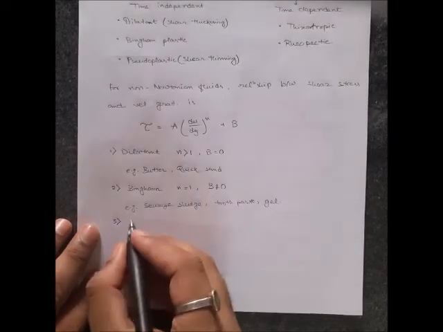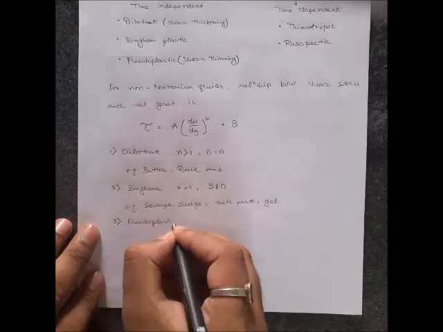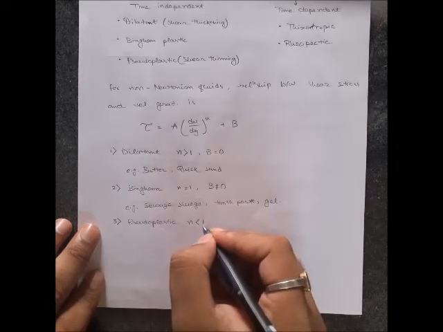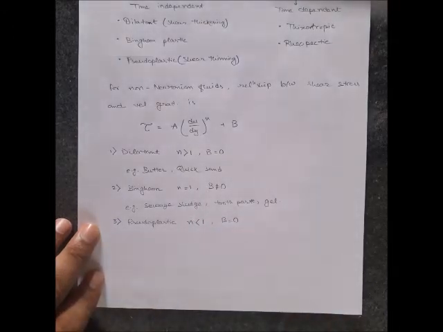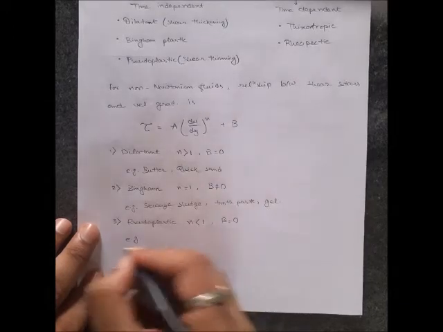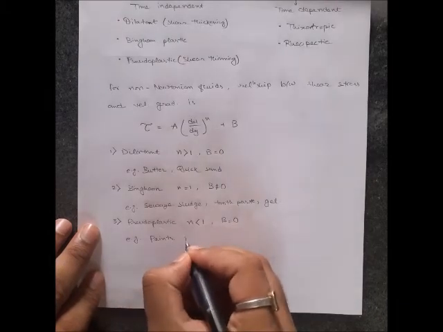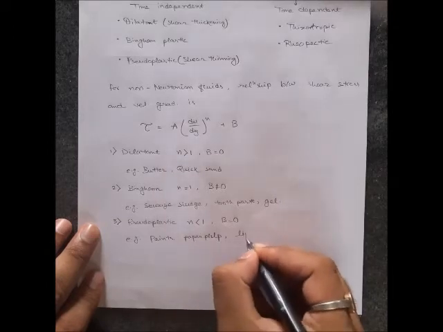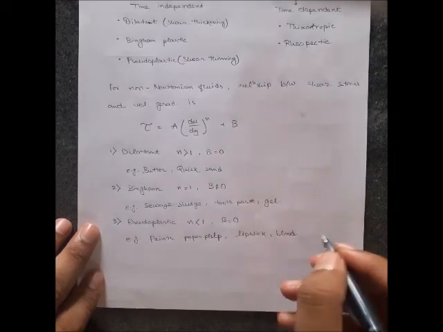Then come pseudoplastics. Here n is less than 1 and b again equals 0. Pseudoplastics are like paper pulp, lipstick, paints, blood, etc.